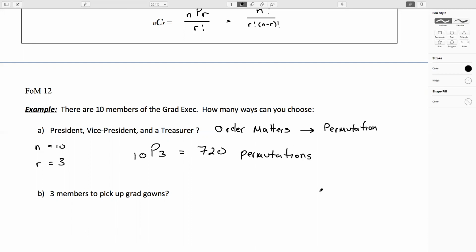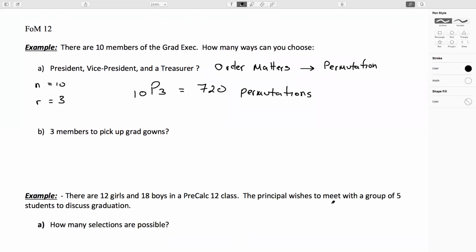The next problem, though, is going to have the same numbers, but it's not a permutation issue. So 3 members to pick up grad gowns. Doesn't matter who you send in what order or how you select them, they're all going to pick up grad gowns. N is still 10, R is still 3, but this time the order doesn't matter. And what that tells me is that this is a combination problem.